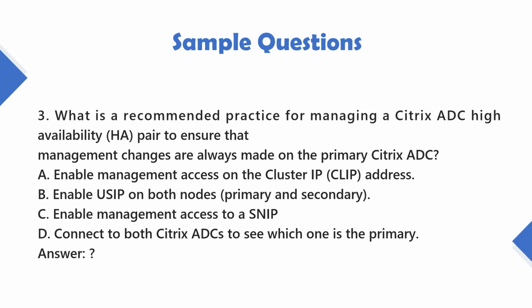3. What is a recommended practice for managing a Citrix ADC high availability pair to ensure that management changes are always made on the primary Citrix ADC? A. Enable management access on the cluster IP (CLIP) address. B. Enable USIP on both nodes, primary and secondary. C. Enable management access to a SNP. D. Connect to both Citrix ADCs to see which one is the primary.